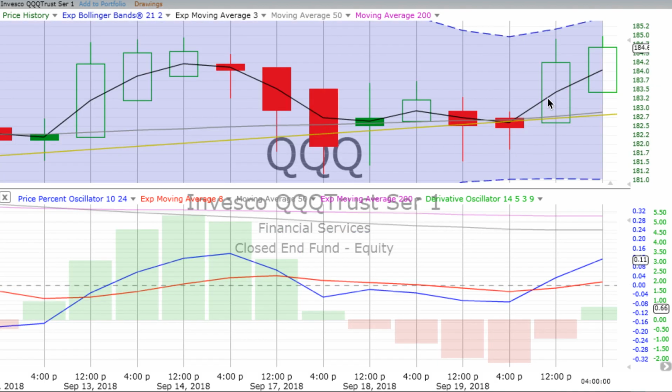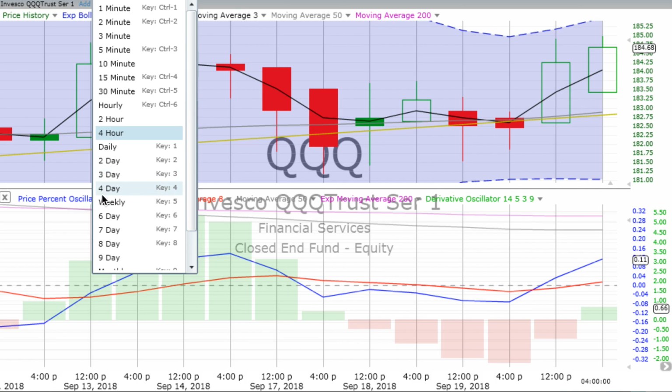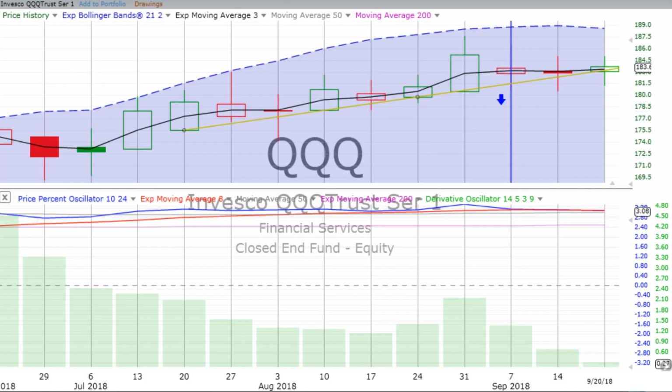And of course, that 4-hour chart, big up in the morning, followed by up in the afternoon, crossed over in the morning, going up. Derivative oscillator crossed over to go up with the price percent oscillator in the afternoon. So that's where we are as far as stocks go.